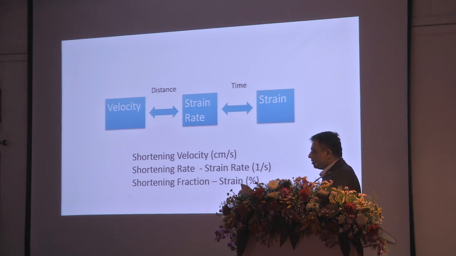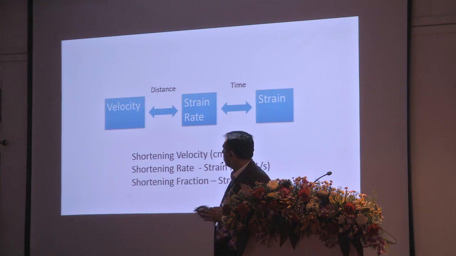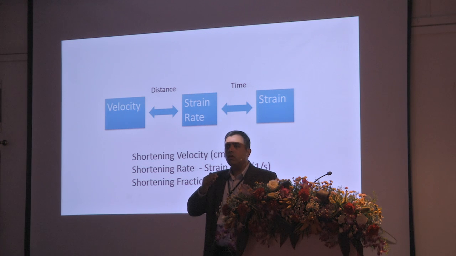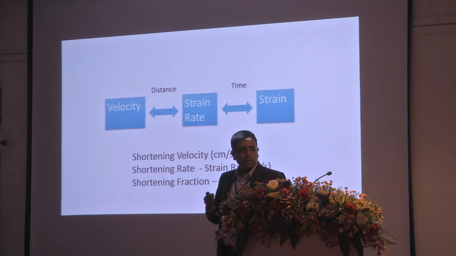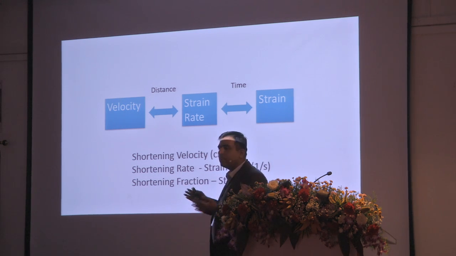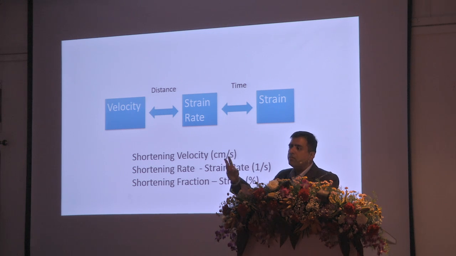So for the sake of simplicity, there are 3 different aspects of strain and strain rate imaging. One is simple velocity, that is, we know how fast or slow a myocardial segment is moving. If we have the distance along with it, we get the strain rate. And if we have time as well, another piece of information, we get strain. So it is like the shortening velocity of a particular segment, how fast that segment is contracting. And what is the shortening rate at which it is contracting, if we have a component of time, is called strain rate. And the total amount of shortening that has occurred is called the shortening fraction, which is the strain. So these are 3 terms that can be derived from each other if we know the distance, the time and the velocity.